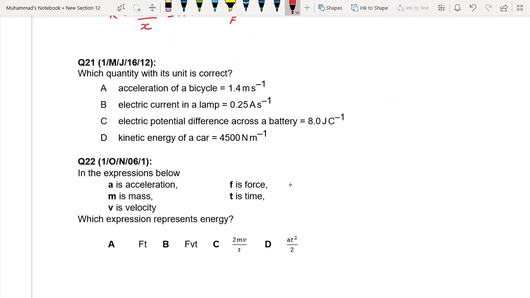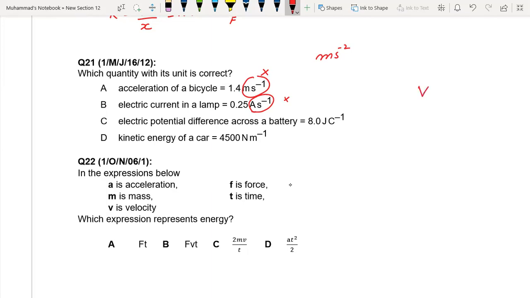Question 21: which quantity with its unit is correct? Acceleration of bicycle is 1.4 meter per second. This is not the unit of acceleration; acceleration is meter per second square. Electric current in lamp: the unit of electric current is ampere. This is not ampere per second. Electric potential difference is 8 joule per coulomb.